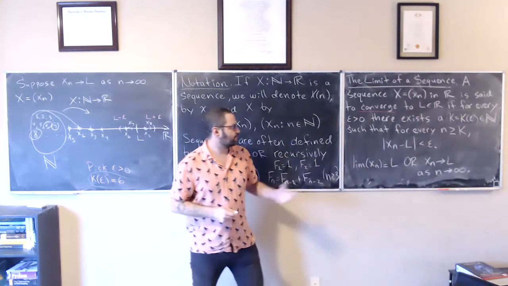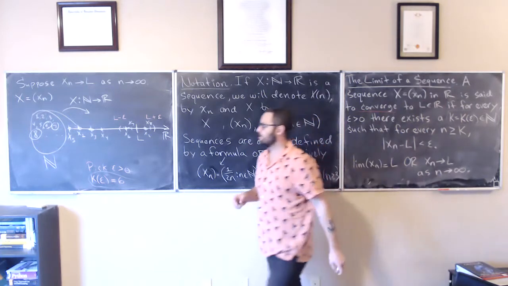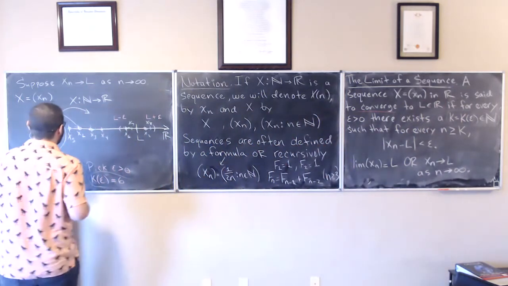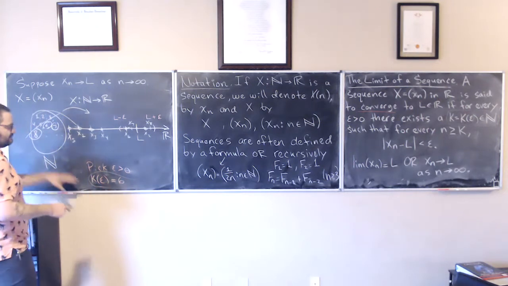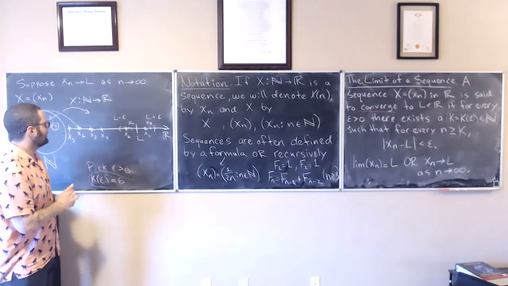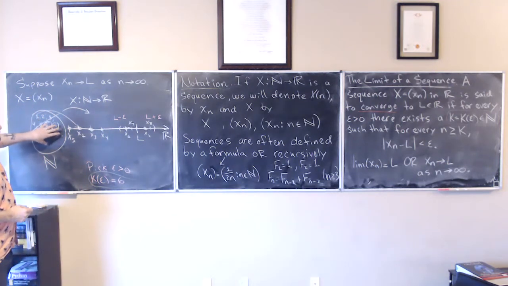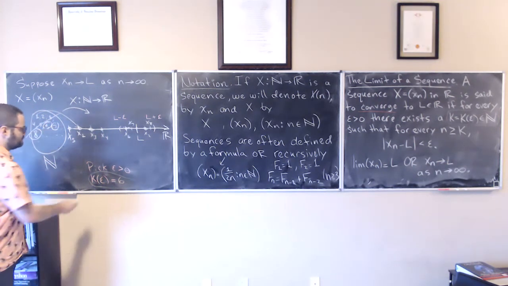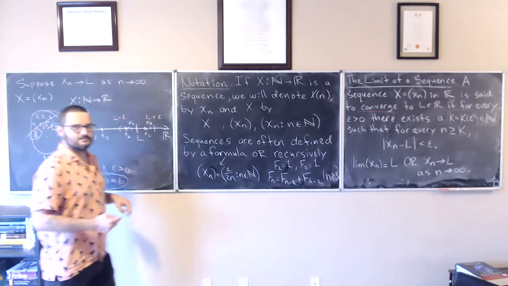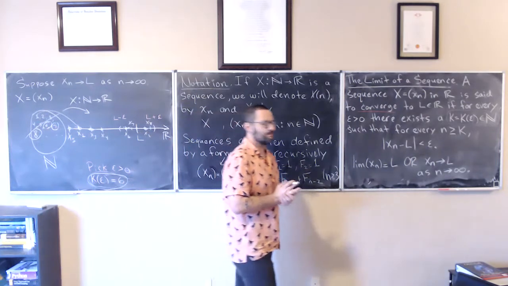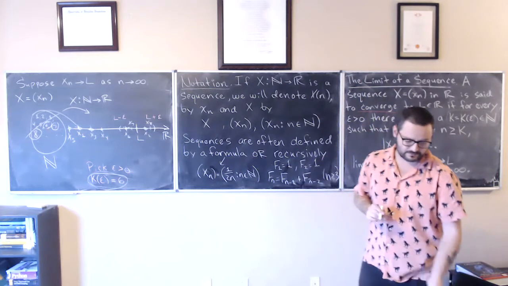It's saying that if a sequence converges to some limit L, then at some point there's a cutoff. In this case, it happened to be 6 for this example. There's a cutoff where every image of that sequence after that cutoff, anything bigger than that number k, is going to be within epsilon distance of the limit. That's what this definition is trying to capture, okay?